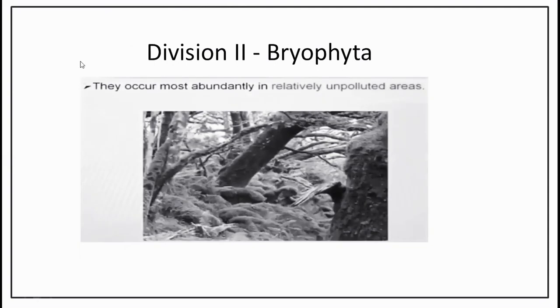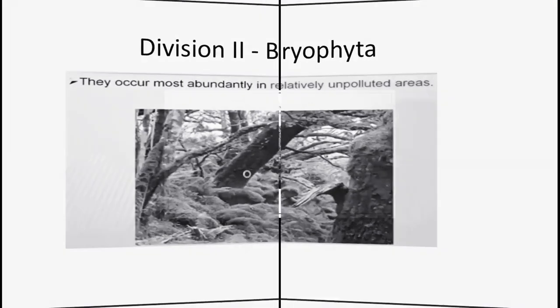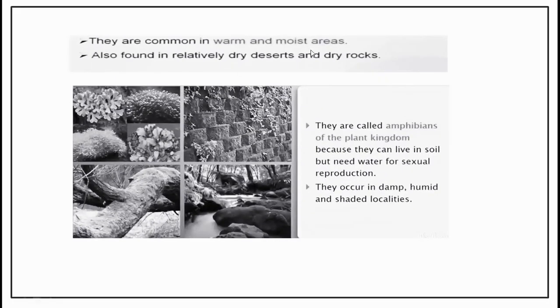Here we observe this diagram. Bryophytes occur abundantly in relatively unpolluted areas. They grow rapidly. These plants are found in warm and moist areas, and also in deserts and dry rocks. Here you have to observe these 4 diagrams. These show the growth of Bryophyta plants in soil, on rocks, on rocks in a river area, and on a tree, which is a dead place.